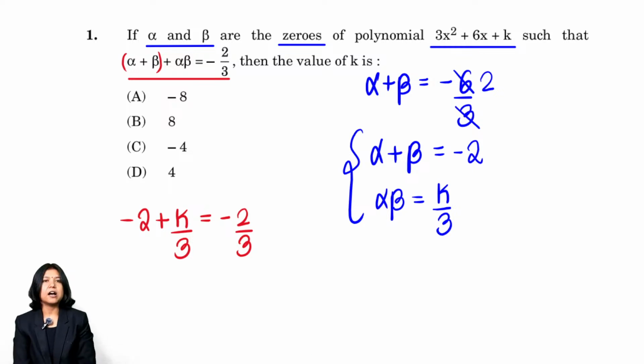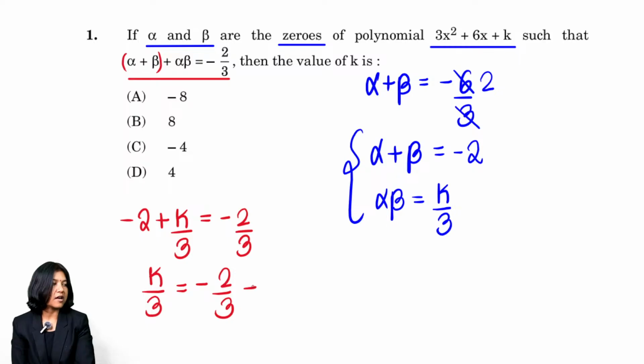Okay, how will you solve it? You can bring this minus 2 to the other side like you do for any linear equation in one variable. This equation is now in terms of k, so you have to find k. It's actually simple, minus 2/3 plus 2. Okay, because minus 2 comes to the other side, it becomes the opposite. So from here I can simplify k upon 3 should be equal to, obviously, 2 minus 2/3. That is what we are doing.